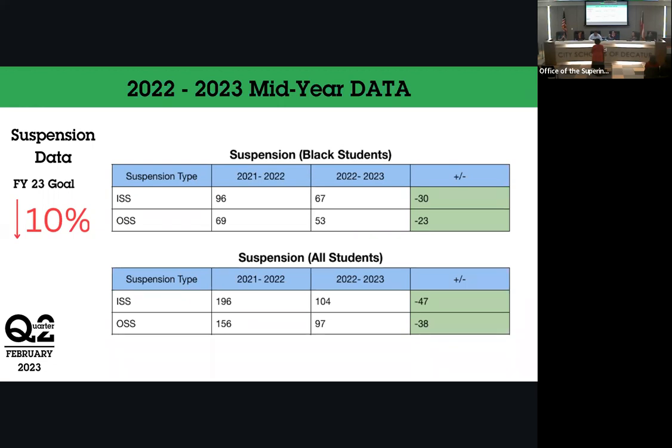So you don't know how many days of ISS, how many days of OSS were assigned. We just know that 96 Black students were assigned ISS last year, 67 this year at this point. Okay. And one student could have multiple infractions in that data set too. Yes. When is the 2023 data through? Because we still have some months left in the school year. The last day of school. So far, just through today. Yes, the number of them.